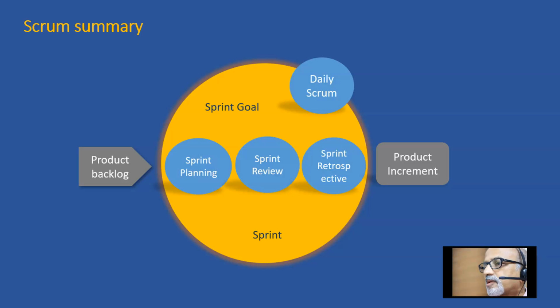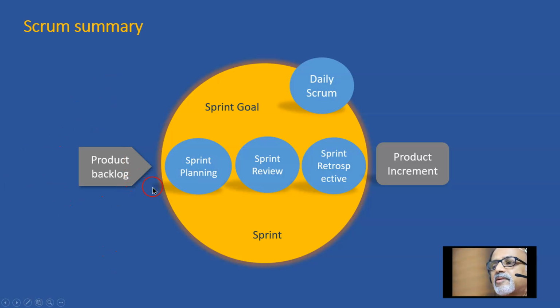Then we said the product backlogs are driven by the product goals, sprint backlogs are driven by the sprint goals, and the product increment is driven by the definition of done. So this is a Scrum summary.